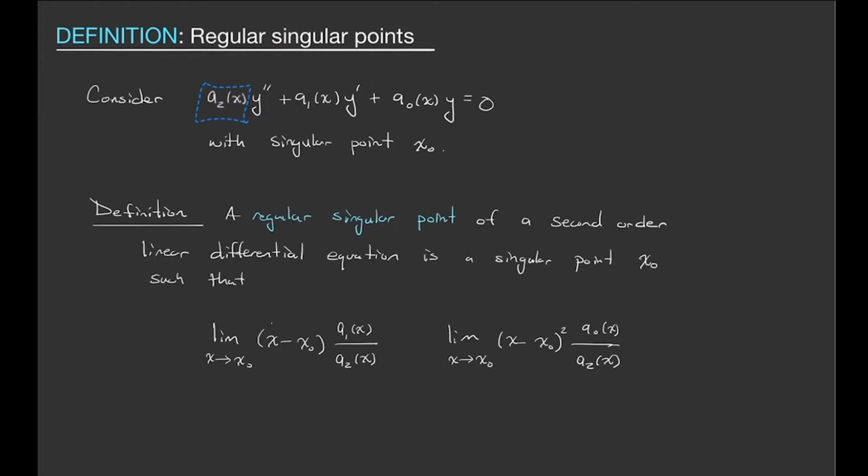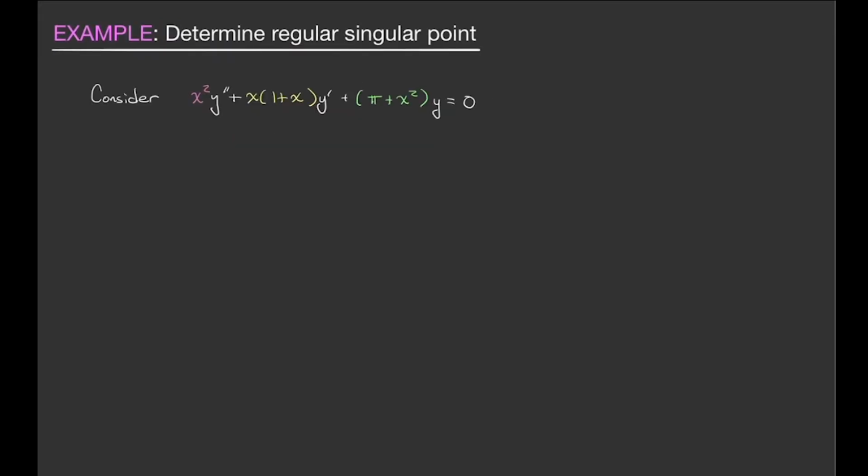But we want to see if these ratios are such that as we take the limits, maybe we get something that's non-zero. If they both exist and are finite, then we would call this a regular singular point. Let's look at an example. Say we have this differential equation.